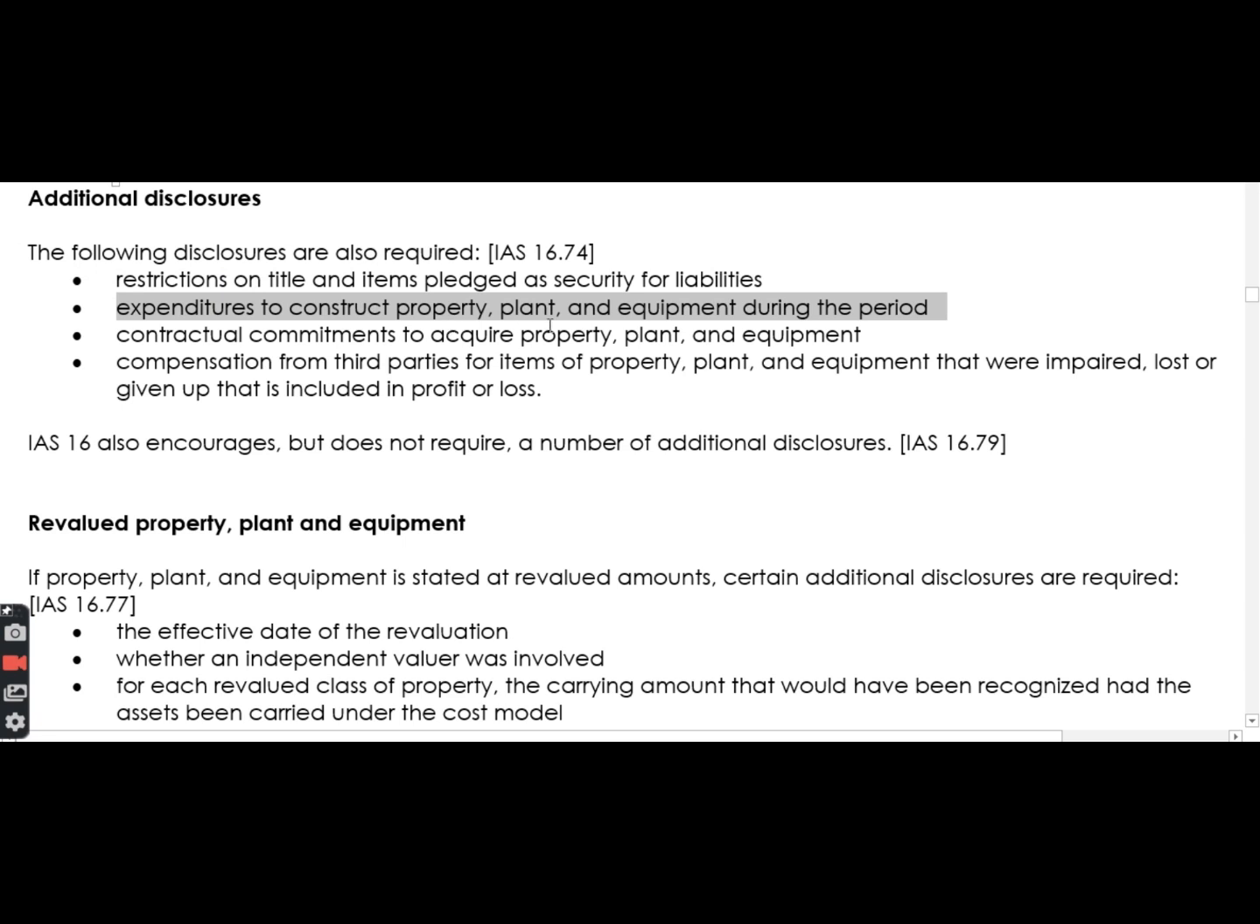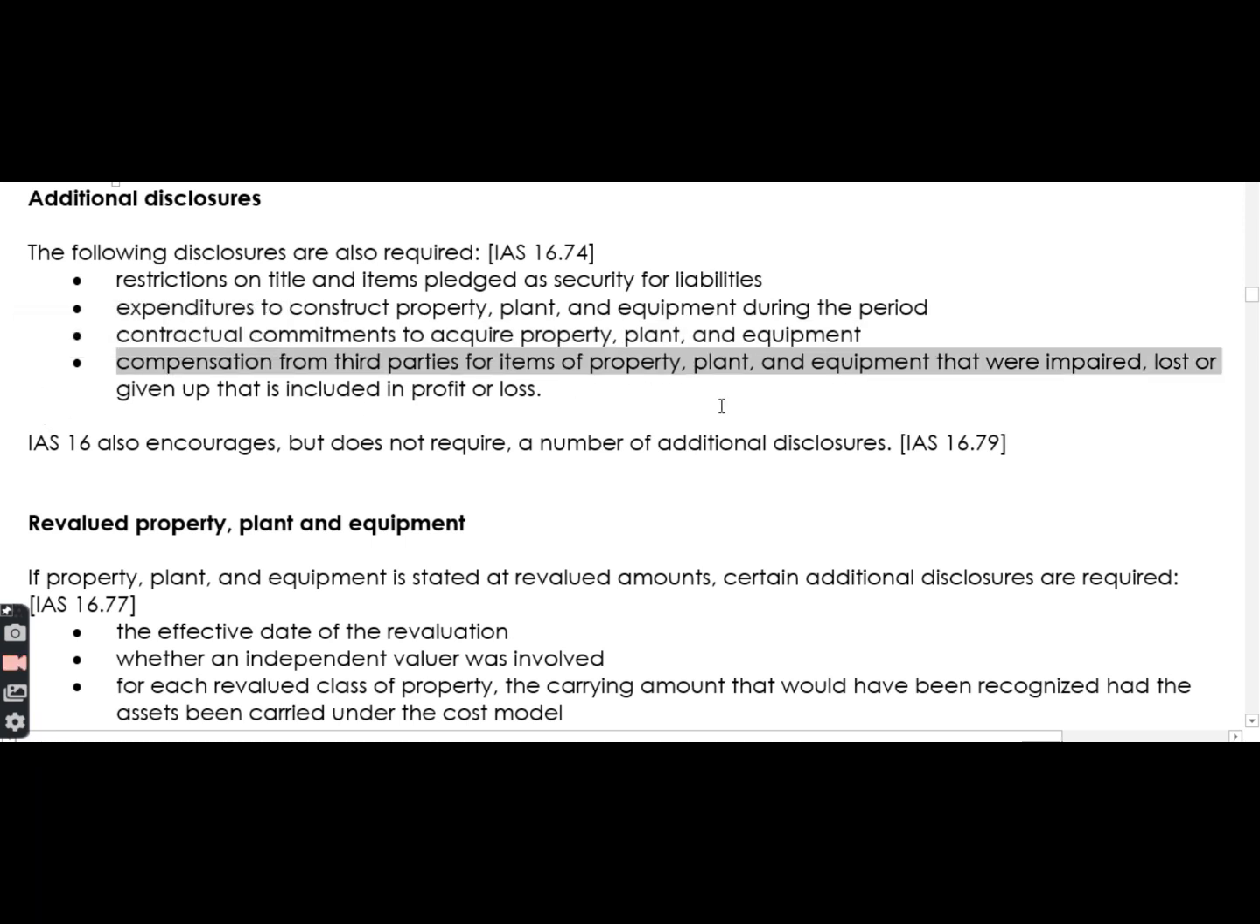Expenditures to construct property, plant, and equipment during the period. Okay, if there are ongoing constructions. Contractual commitments to acquire property, plant, and equipment, because these are major acquisitions. So this will affect the decisions of the company. So this should be disclosed.